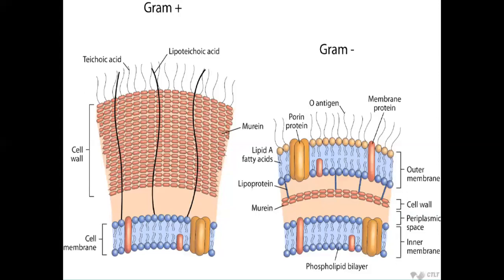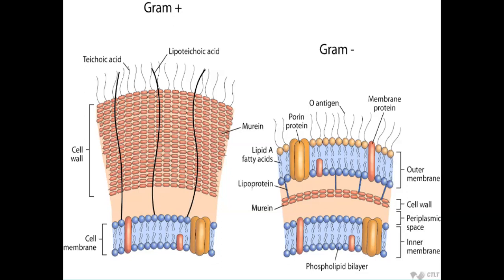You have a cell membrane and a cell wall. The cell wall is made up of peptidoglycan, as I mentioned before. Then you can see teichoic acid and lipoteichoic acid. The periplasmic space is also less, but the peptidoglycan layer is very, very thick. In gram-negative, you see one more wall, the outer membrane. Between them you see less thickened peptidoglycan and a periplasmic space.